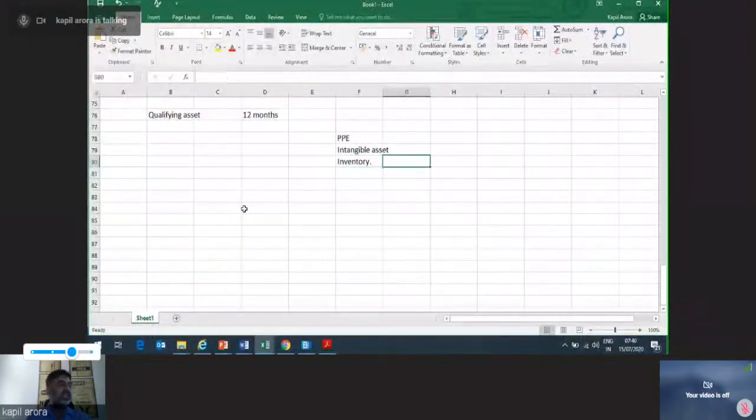So when we talk about inventory, for example, DLF is constructing apartments. So apartments are actually inventory for them. These apartments can be considered inventory and take more than 1 year. So this apartment is going to be treated as the inventory which will take more than 12 months, qualifying.